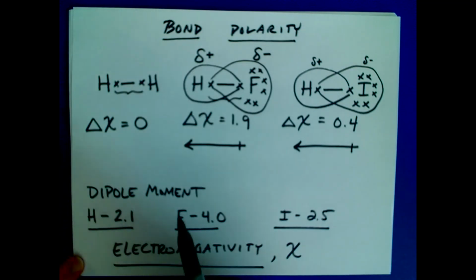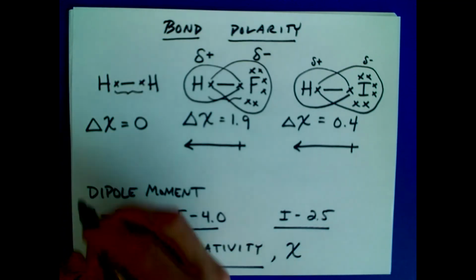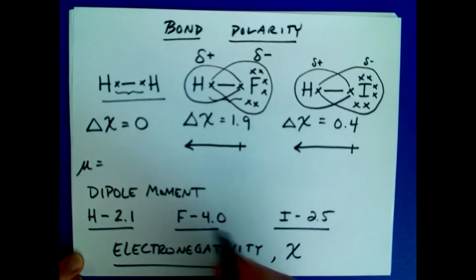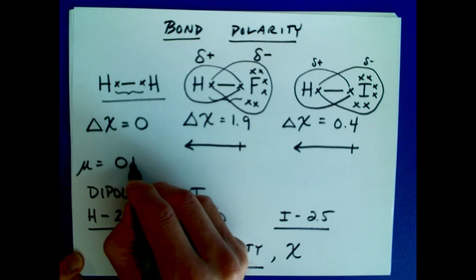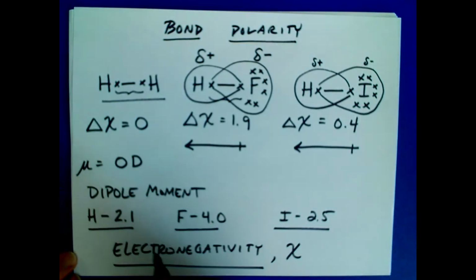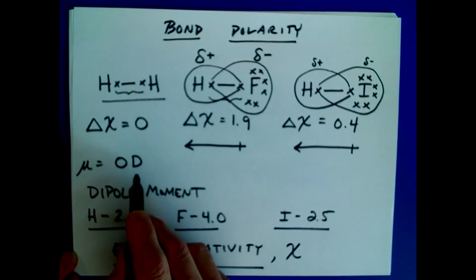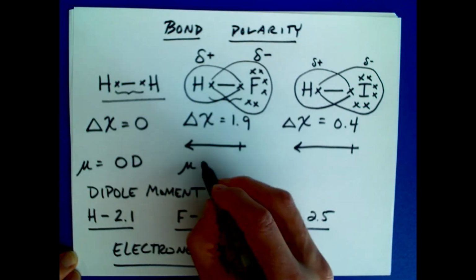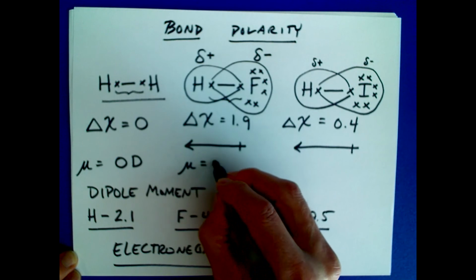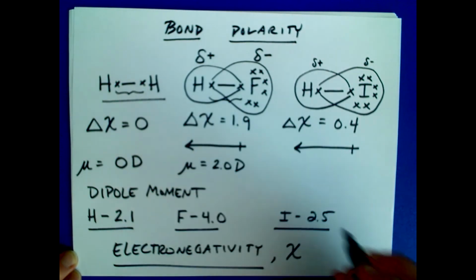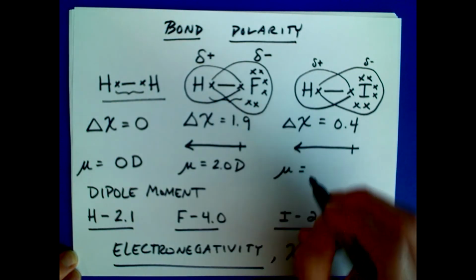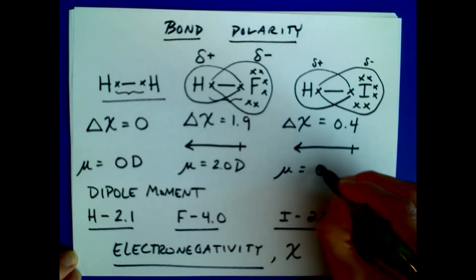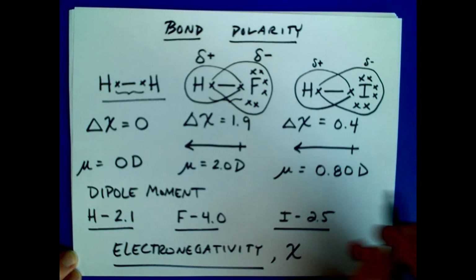And if we actually look, dipole moments are things that can be measured in molecules. If we measure the dipole moment in hydrogen, we find there's no dipole moment. 0 D. D, a capital D, is how it's symbolized. That is the unit of measure for a dipole moment. The dipole moment measured in hydrogen fluoride is almost 2 D. And the dipole moment, symbolized by the Greek letter mu, for hydrogen iodide is 0.8 D.